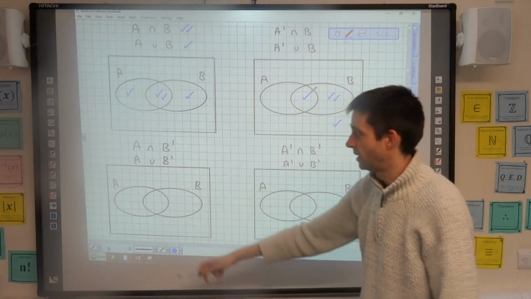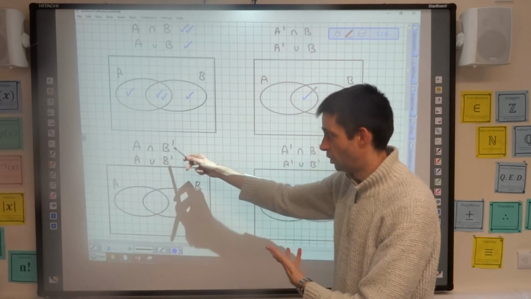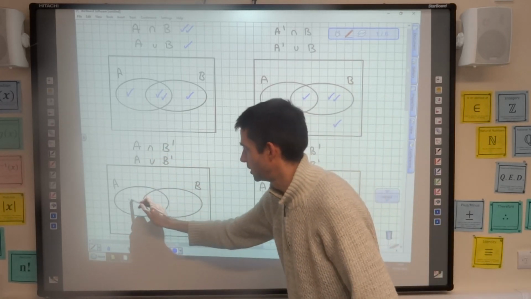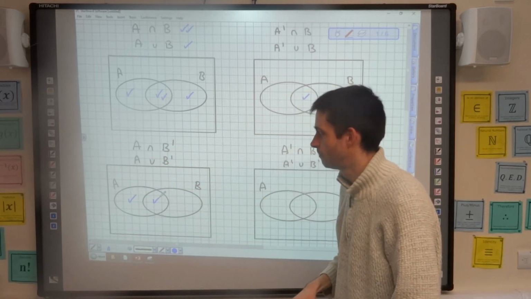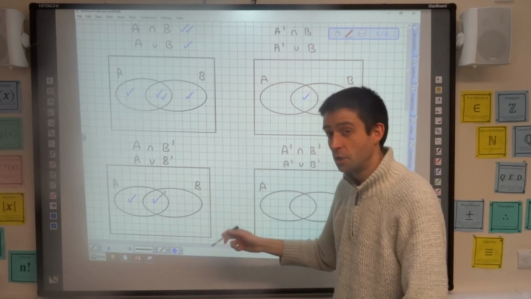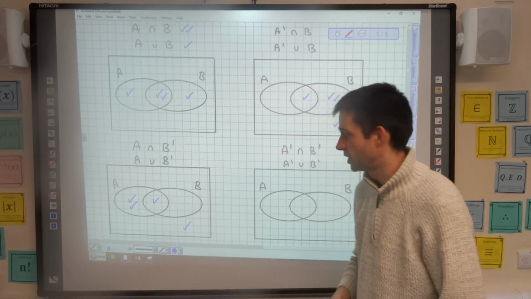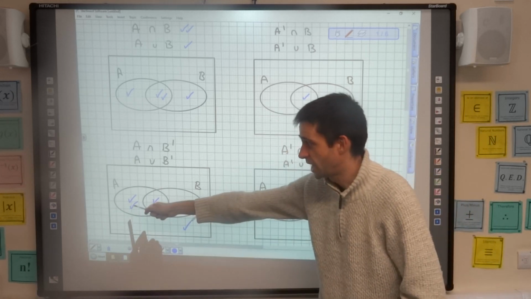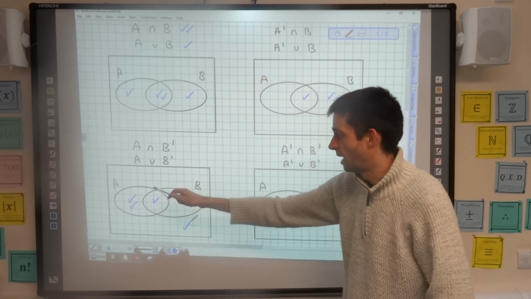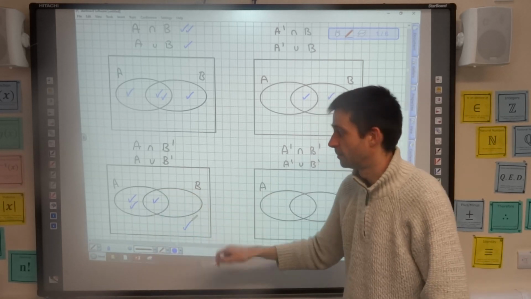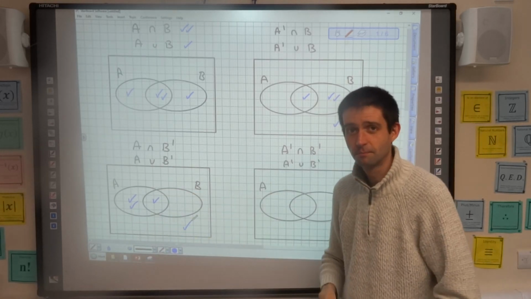Same logic applies down here. I've got two events, A, not B. So let's start off, tick the two sections that are A, there and there. Tick the two sections that are not B. So there's the bit that's just in A, not in B, and then the bit on the outside. There's the intersection, the bit that's just A, and there's the union, anywhere that's got a tick in it. Everything except the bit that's just B.